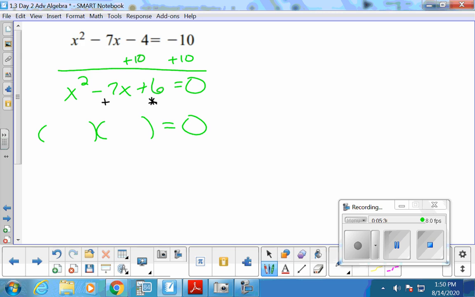Beware of the double negative. It's a negative 6 and a negative 1. So finishing off with the zero product property, either x minus 6 is 0 or x minus 1 is 0.